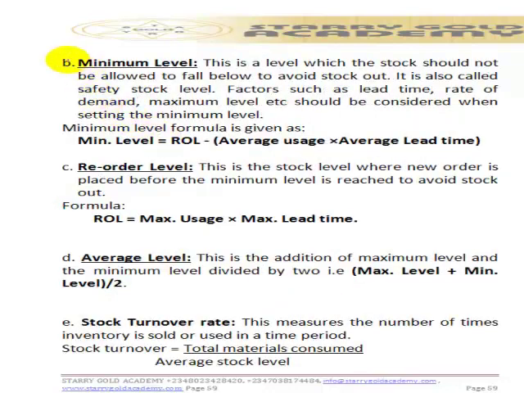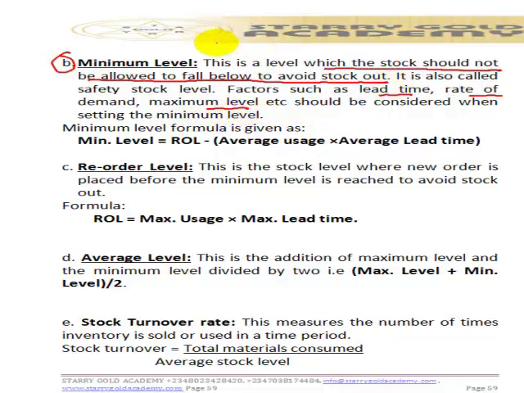We have another one which is known as the minimum level. This is the level which the stock should not be allowed to fall below to avoid stock out. It is also called safety stock levels. Factors such as lead time, rate of demand, maximum level, etc. should be considered when setting the minimum level.